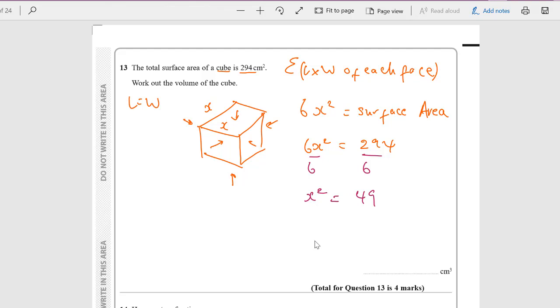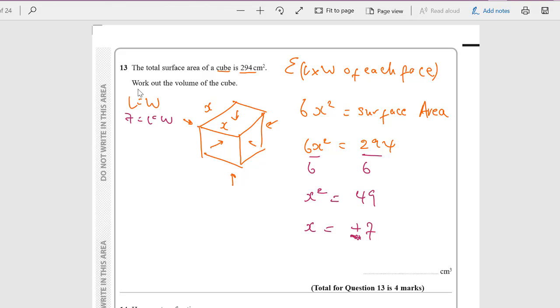And then we still have this square. So x equals plus or minus 7. Now obviously because we are talking about physical space here, that means that it cannot be a negative. So it's going to be plus 7. Okay, so x, each length and width, given that they're the same, is going to be 7.